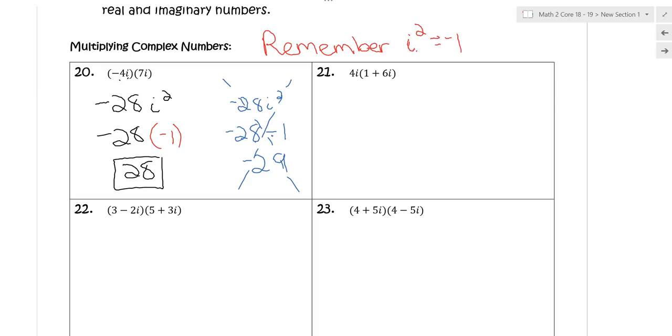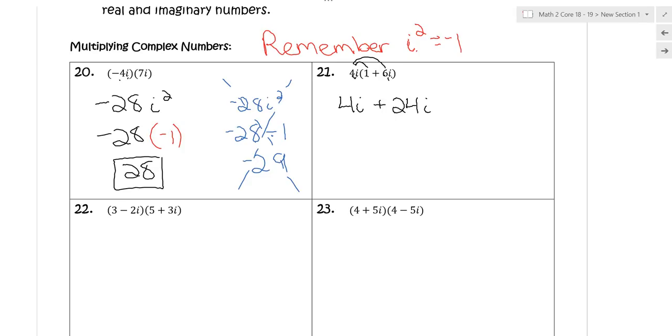Looking at our next one, right now we have it being multiplied by something, so you can distribute. That's the easiest way, I think, when it's just a monomial times a binomial. So I'm doing 4i times 1, which is 4i. Then 4i times 6i: 4 times 6 is 24, and i times i is i squared. We're adding there.